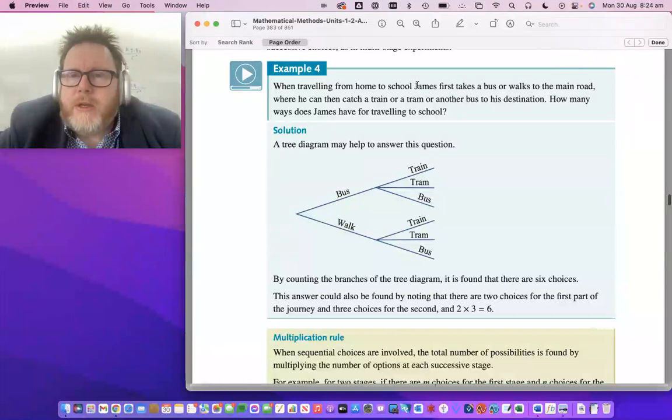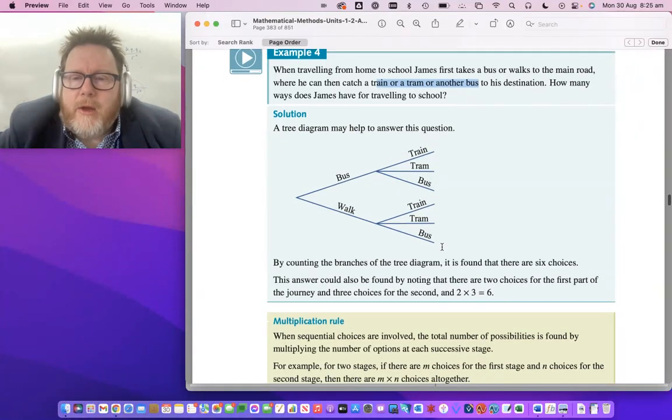So James, when travelling home from school, can take a bus or walk to the main road, and then from the main road, catch a train, tram, or another bus to the destination. So how many ways does James have for travelling home? We can see a tree diagram here, which will give us bus, tram, bus, bus, walk, tram, walk, bus. So there's 1, 2, 3, 4, 5, 6 different possibilities, just adding up these possibilities, right? So there are 6 choices or 6 ways that he can get home.